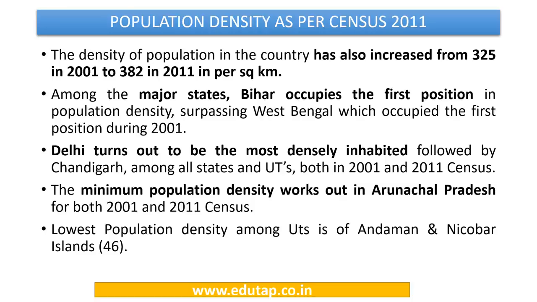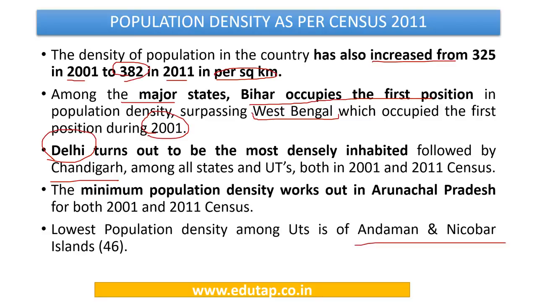According to census 2011, the population density in the country has increased from 325 in 2001 to 382 in 2011, in persons per square kilometer. Among the major states, Bihar occupies the first position in population density, and it has surpassed West Bengal, which occupied the first position during 2001. However, in overall terms, the UT of Delhi is on top. It is the most densely inhabited, followed by Chandigarh. The minimum population density is in Arunachal Pradesh, and the lowest population density among UTs is in Andaman and Nicobar Islands.